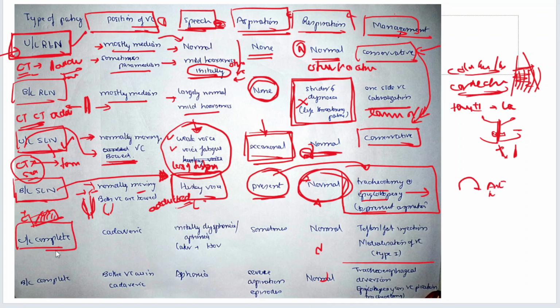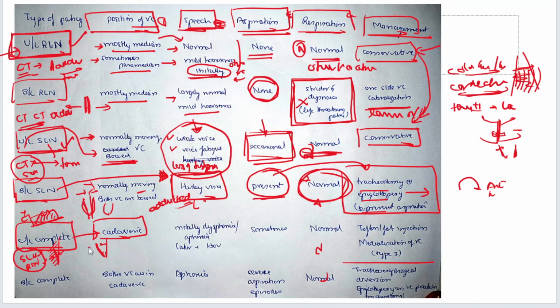Unilateral complete palsy. What happens in unilateral complete palsy? Superior laryngeal nerve is gone, and the recurrent laryngeal nerve of one side is gone completely. So what happens? One-sided vocal cord is not at all functioning. There is no muscle that can provide function to the vocal cord, and also anesthesia of one-sided larynx. When the superior laryngeal nerve and the recurrent laryngeal nerve both are gone, what happens to the vocal cord? Vocal cord will be in cadaveric position.